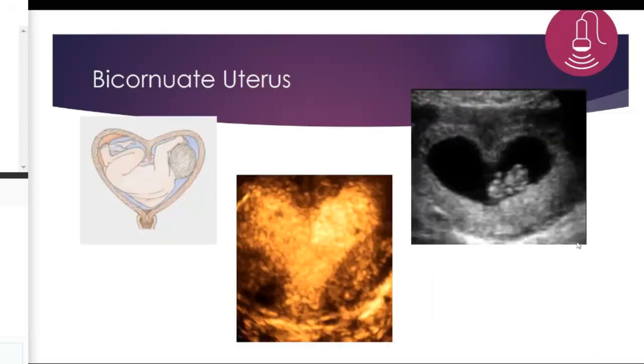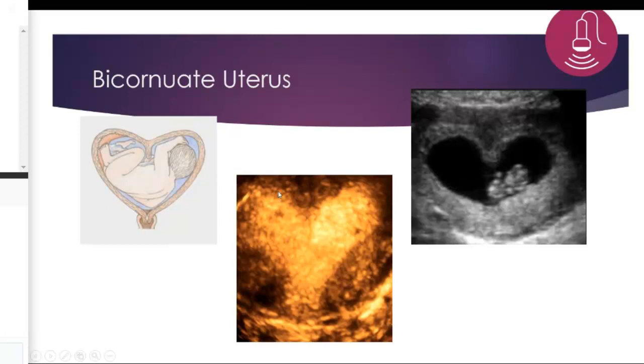So here's a couple more examples. This is just a drawing of a bicornuate uterus with a fetus. So we have that divot in the middle, that connection of the myometrium, and then where one side deviates out and the other side deviates out.